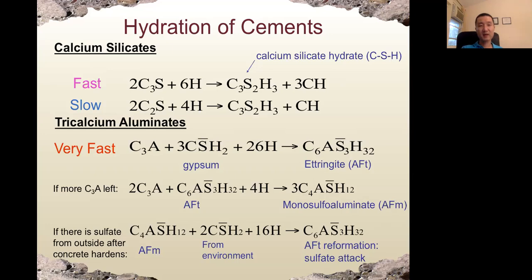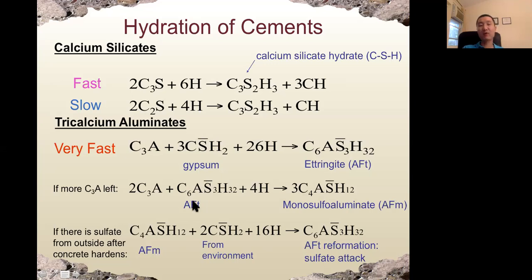The next is tricalcium aluminate, C3A. The chemical reaction of C3A is pretty complicated. So C3A will react with water together with gypsum, and we have a hydration product called ettringite. Depending on the relative ratio of C3A and gypsum, we could have another hydration product called monosulfoaluminate, or AFM. So this is ettringite, AFT. This is monosulfoaluminate, AFM. Again, depending on the ratio of C3A and the gypsum.